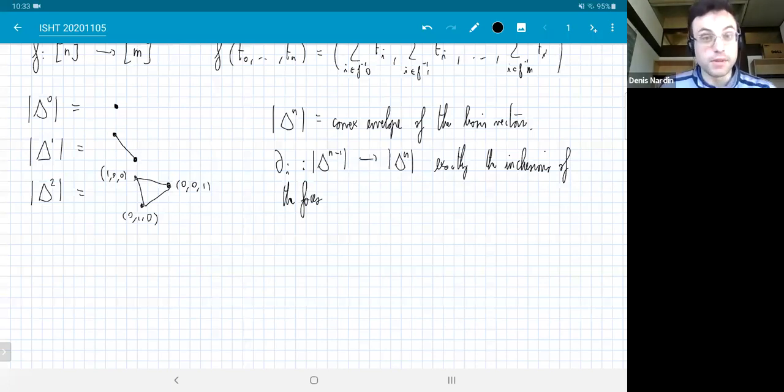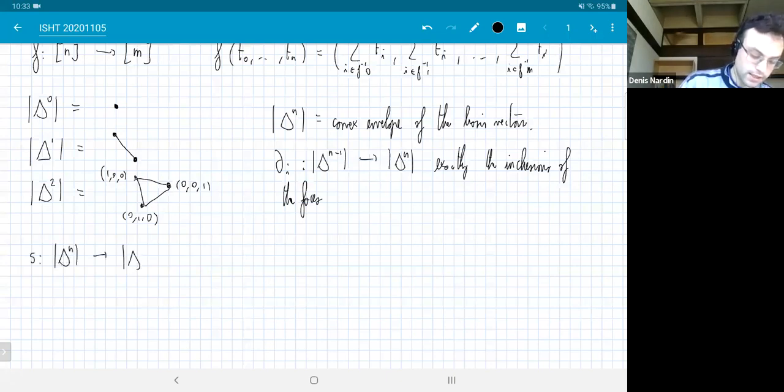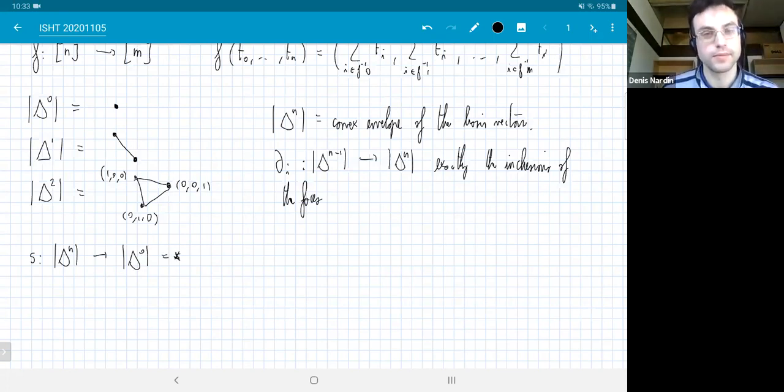And the degeneracy maps correspond to projections. You're collapsing two vertices together and you extend the map linearly. So for example, this s map from the topological n-simplex here is just the, well, this is a point. So that's just the constant map at a point. Okay. Why am I doing all this?